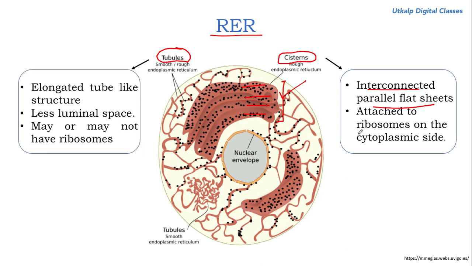And the cisternae are always attached to ribosomes on their cytoplasmic side. So this is the basic structural difference between the cisternae and the tubules, that the cisternae are always attached with ribosomes on their surface. However, the tubules are elongated tube-like structures. Here you can see some tubules. This tubule is attached to ribosomes, whereas this tubule is not attached to ribosomes. So the tubules may or may not have ribosomes on their surface. The tubules have less luminal space as compared to the cisternae.